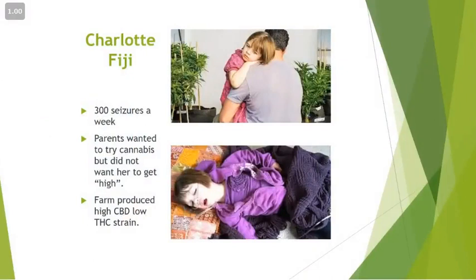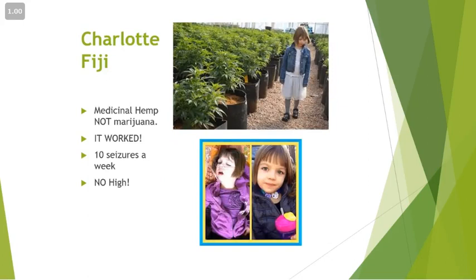Cannabis has been used for centuries for medicinal purposes, but almost always with some level of THC. But that changed predominantly in the United States when the parents of a little girl named Charlotte Figi were desperate for help. Charlotte was having 300 seizures a week, and they believed cannabis could help her, but they didn't want their daughter to get high. So they found a Colorado-based marijuana farm that created a high CBD, low THC strain to see if that plant would provide the medicine that they were hoping for. The strain was now legally considered hemp, not marijuana, because it had virtually no THC. To their amazement, it worked, and the plant gave Charlotte her life back. She went from having 300 to 10 seizures a week, and it did not make her high. The results were a win-win.